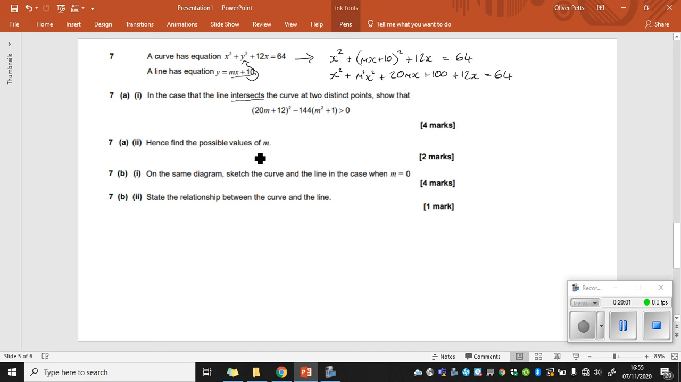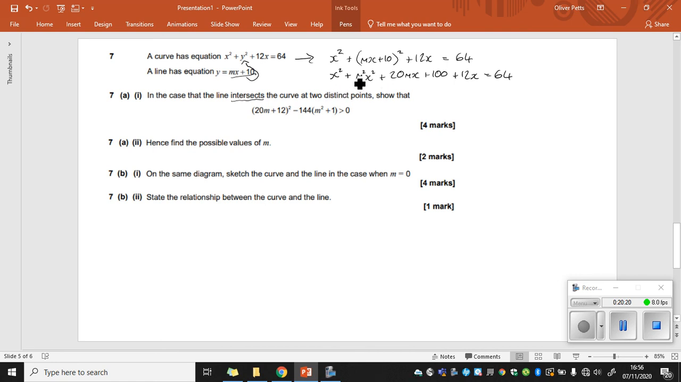Later on it says we need to find possible values of m, but we have to view m as just being a number. But this is an equation in terms of x. And notice that the highest power of x we have is a squared power, then we have a power of 1, and then we have constants. So it's a quadratic. So we want to rewrite this in the form of a quadratic.